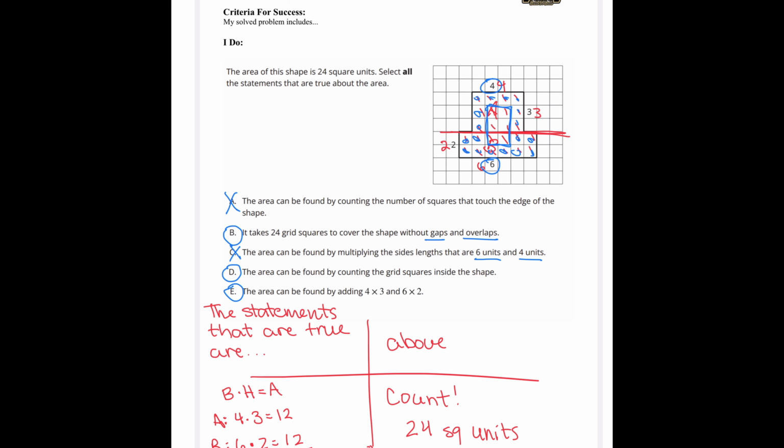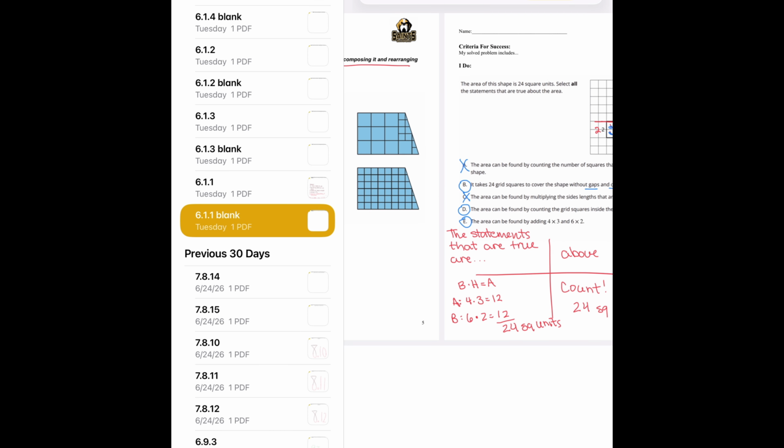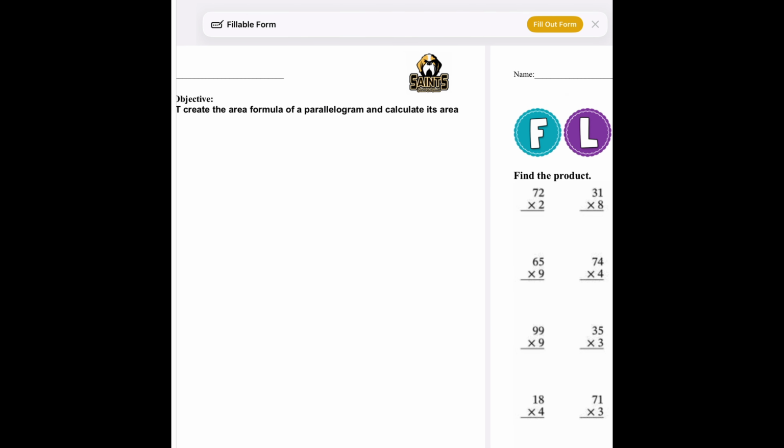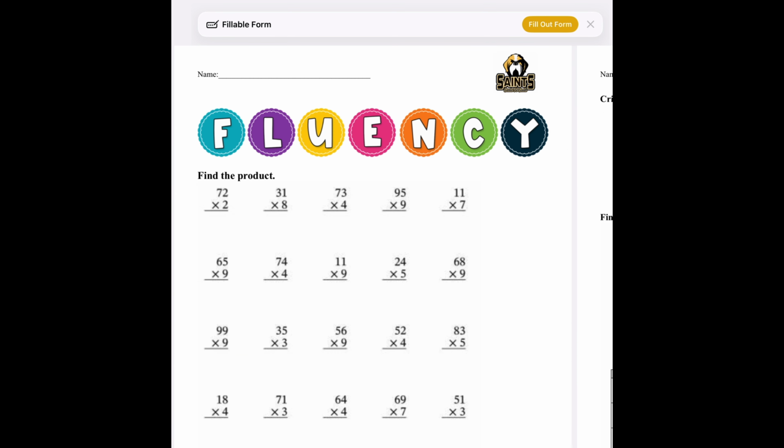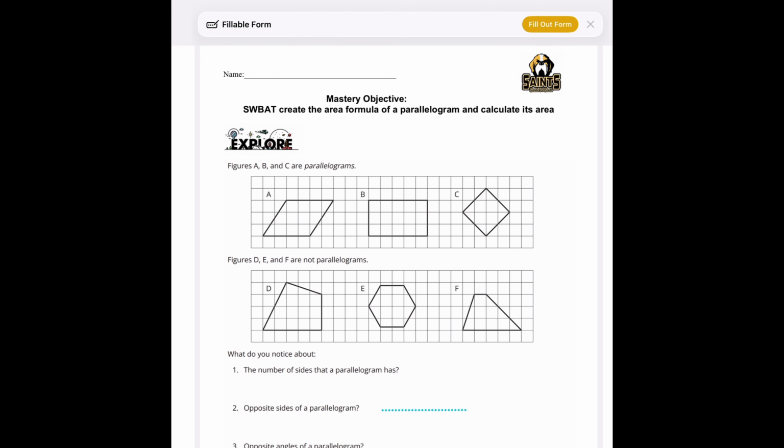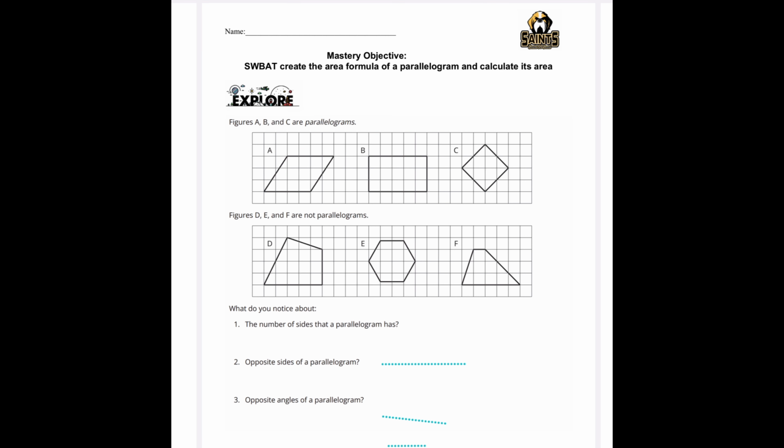Okay, let's move on now to number 2. So this is Unit 1, Lesson 2, and let's talk just a little bit about this Explore. In this Explore, the key takeaway, the thing that you really want them to catch is that parallelograms have 4 sides, opposite sides are equivalent and parallel, and opposite angles are congruent.